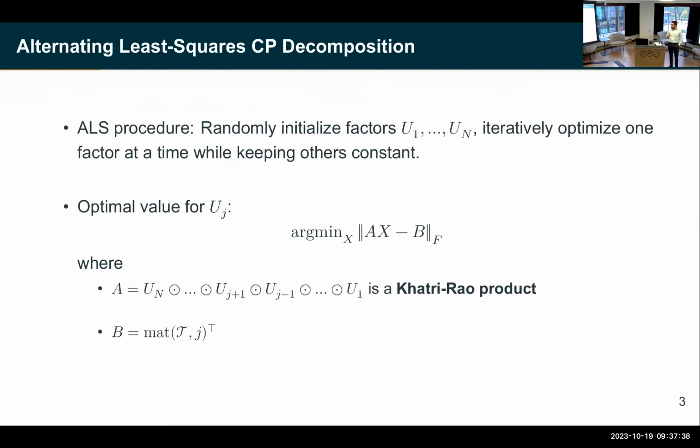Okay, and the name of the game here is alternating least squares. So we're going to randomly initialize the factor matrices, which I'm going to call U1 through UN, and iteratively optimize one factor at a time, keeping all but one factor constant. And the optimal value for factor matrix Uj is given by this linear least squares problem: minimize with respect to X, the norm of AX minus B, where A has the form of a Khatri-Rao product, a column-wise Kronecker product, and B is an appropriate flattening of my data tensor that comes as the input.